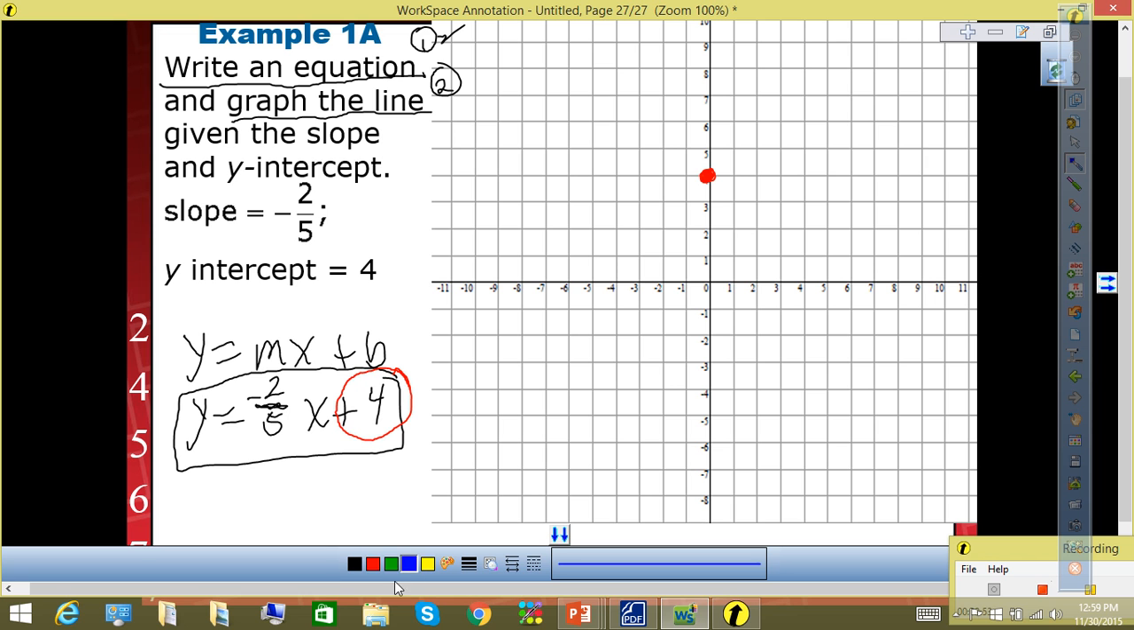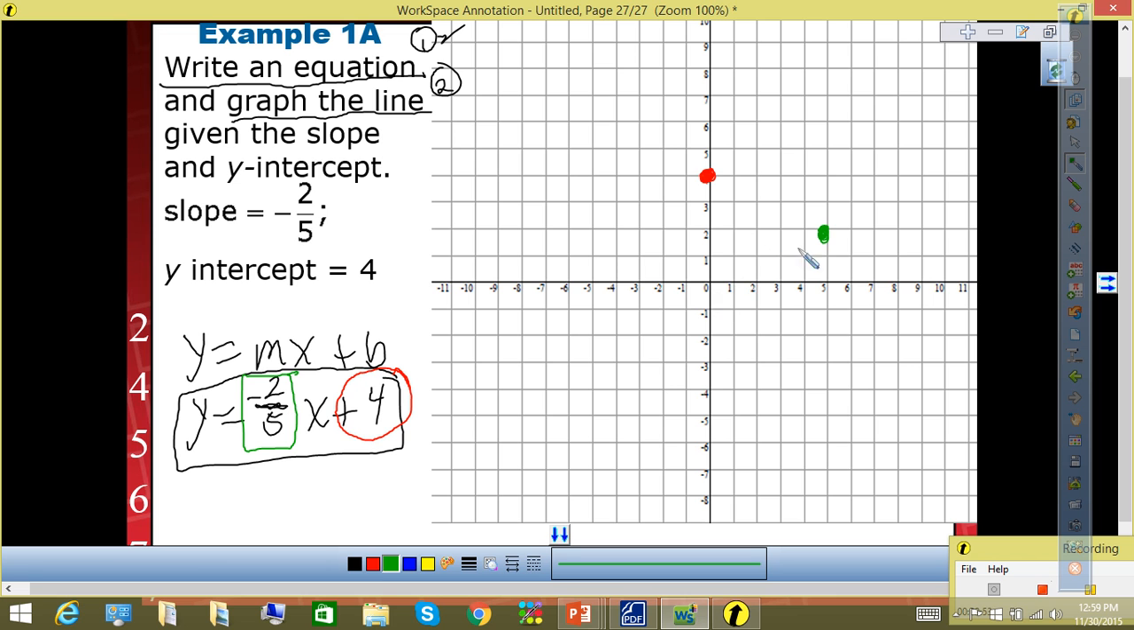Next, I'm going to use the slope. What is my slope? -2/5. So what is the rise? -2. What does that mean? The rise going which way? Down. How many steps? 2 and 5 to the right. So from here I go 1, 2, 1, 2, 3, 4, 5, and there's a point at that point.